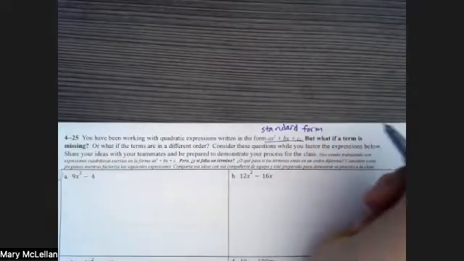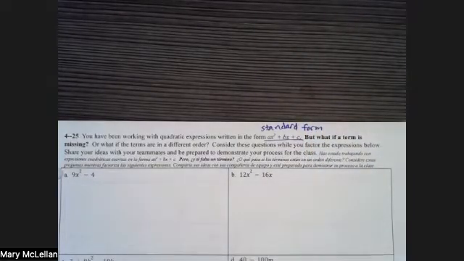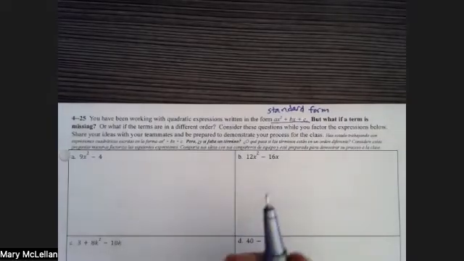Okay, number 425. We've been working with quadratic expressions written in the form ax squared plus bx plus c. That's standard form. But what if a term is missing? Or what if the terms are in a different order? Consider these questions while we factor the expressions below. 9x squared minus 4.